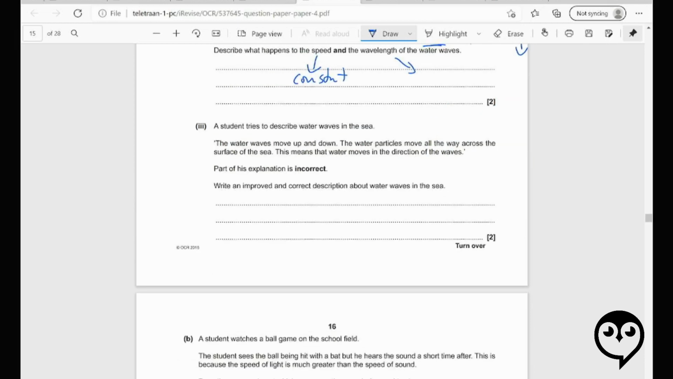Okay, a student tries to describe water waves in the sea. Water waves move up and down. The water particles move all the way across the surface of the sea. This means that the water moves in the direction of the waves. Part of his explanation is incorrect.